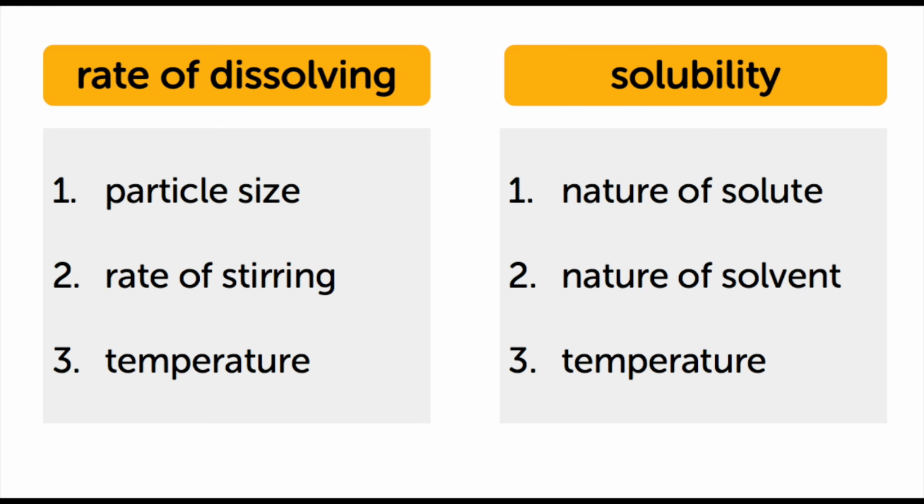So there you have it. Let's look at the factors affecting rate of dissolving and solubility. The three factors affecting rate of dissolving are particle size, rate of stirring, and temperature. And the three factors affecting solubility are the nature of solute, nature of solvent, as well as the temperature.